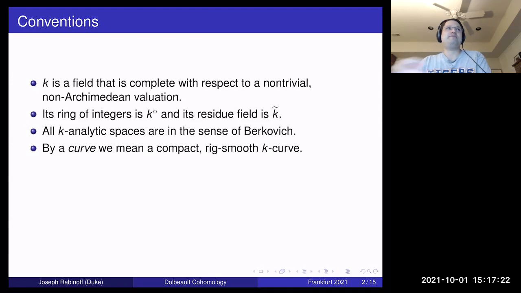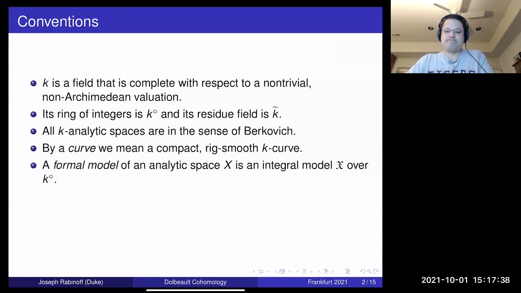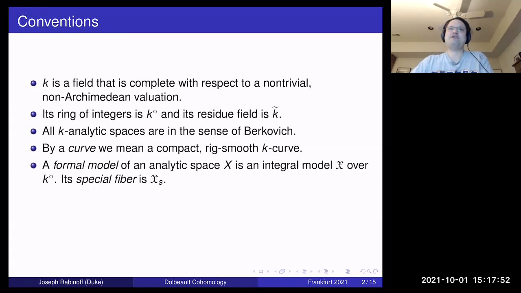Again, this is mostly for simplicity. Everything I'm going to say will also work for non-compact curves, but let's just talk about compact ones for the moment. Should work for non-compact curves. It's not written down. And I want to just mention that I'm going to talk a couple of times about formal models, but really just of curves. And that's a formal integral model over the ring of integers. The one reason I wanted to say that is because there's a notation for its special fiber. You put an S in the subscript.